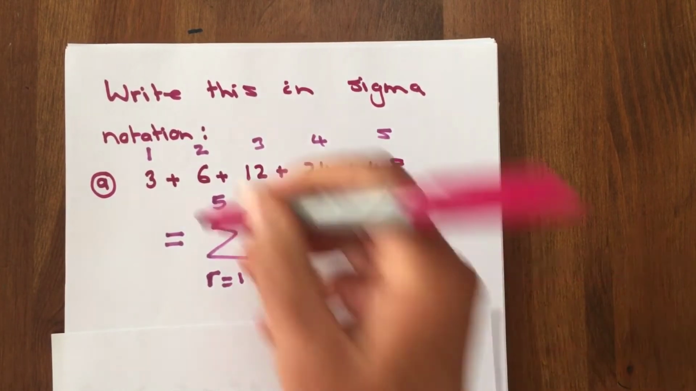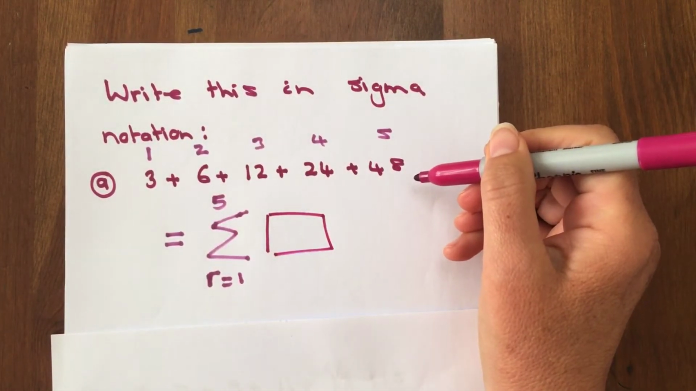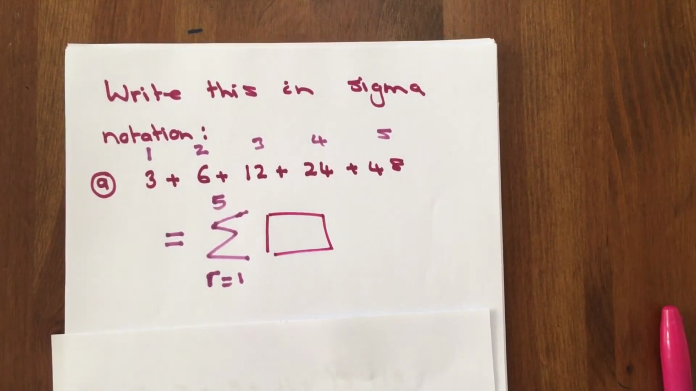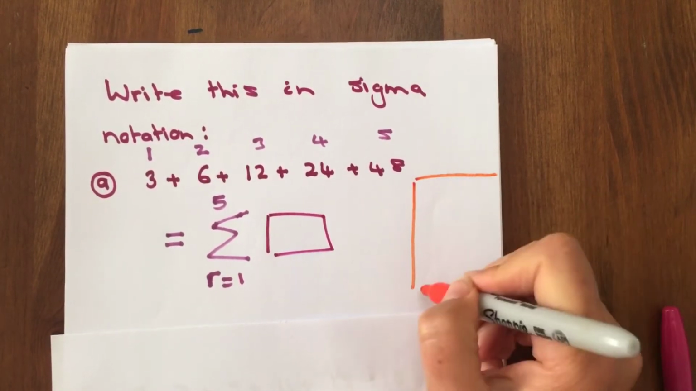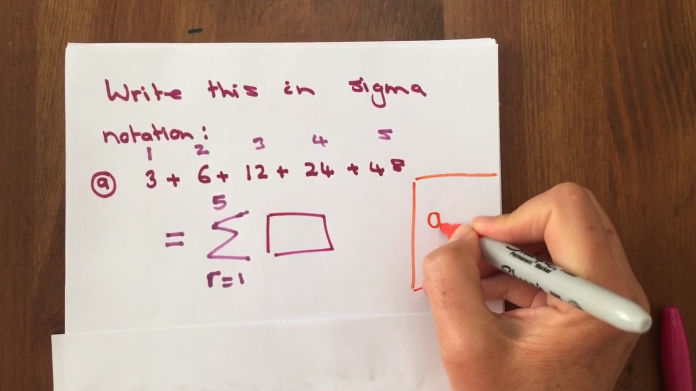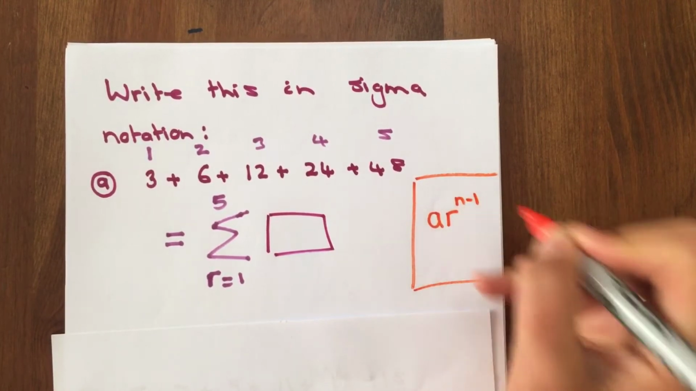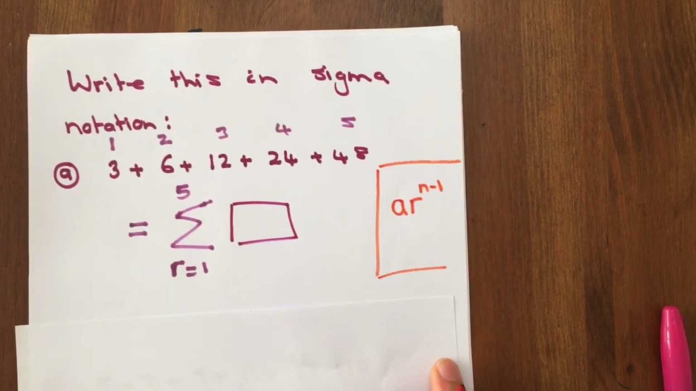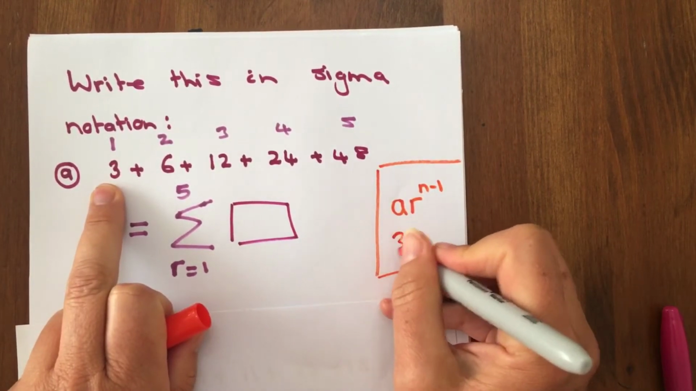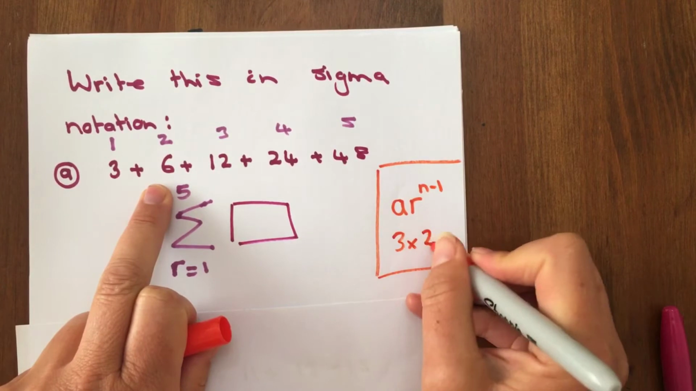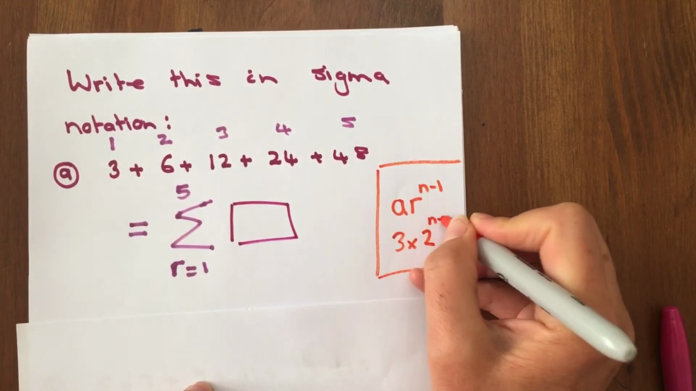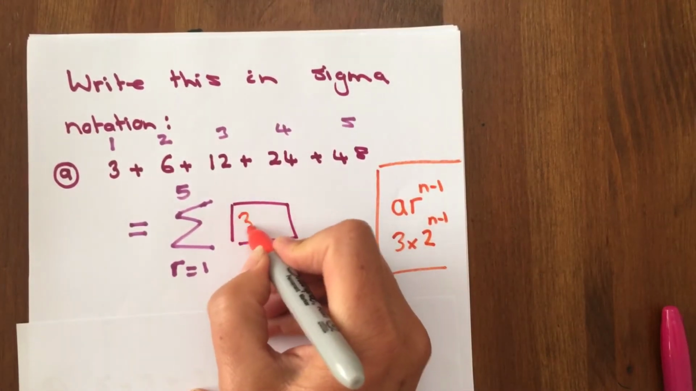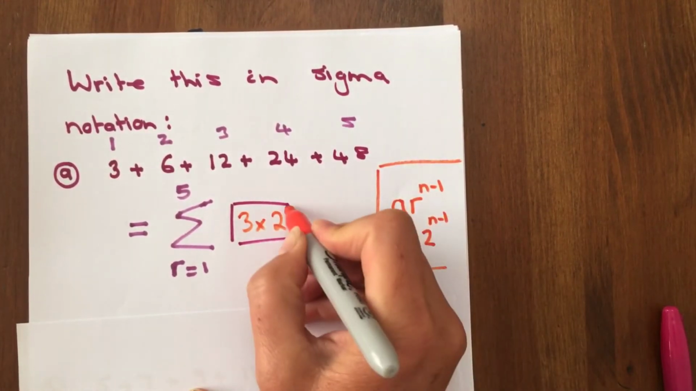Well, what have I got here? I've got a geometric progression. I'm timesing by 2 each time. So let's just see what my formula is going to be. I know for a geometric sequence, this is the formula for the nth term. And I've got here, a is 3, r is 2, and that would be my formula for the nth term. So that's what I'm going to put inside here.